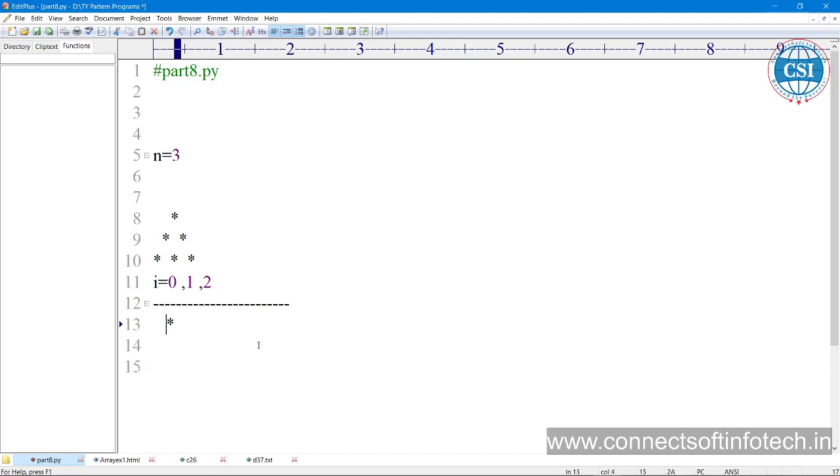Then how can we write it this way? Print what? Print the space, how many number of times? Into n, how many number of times?